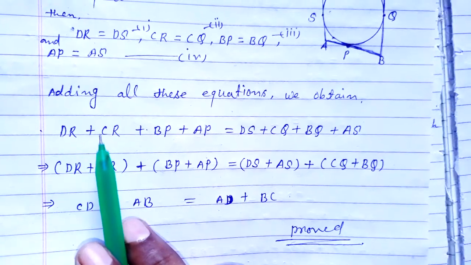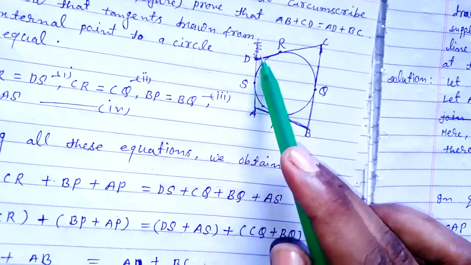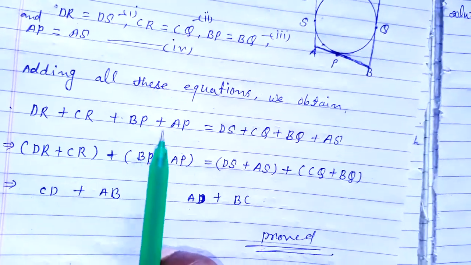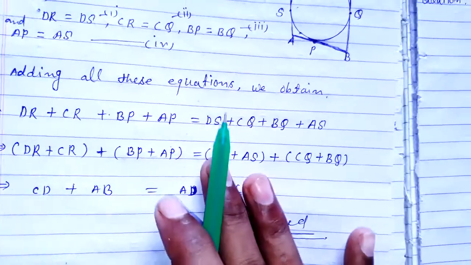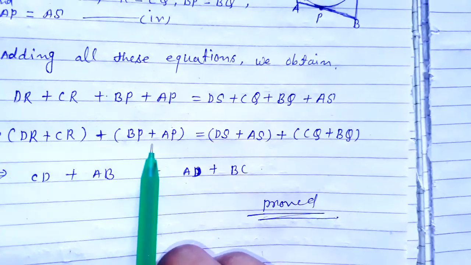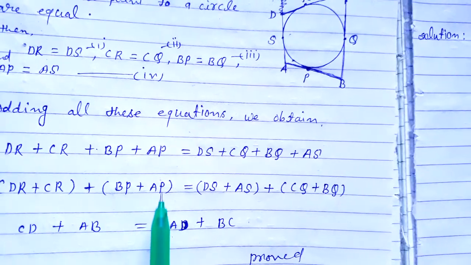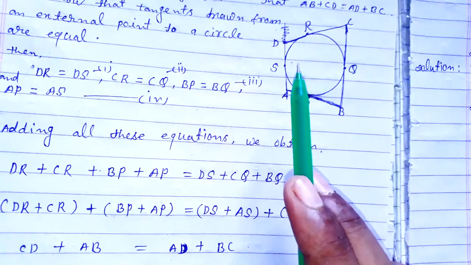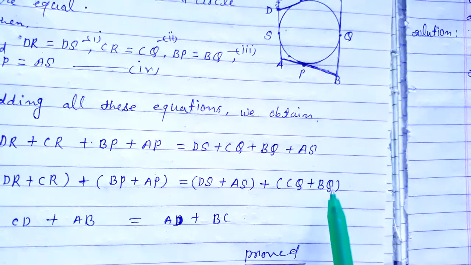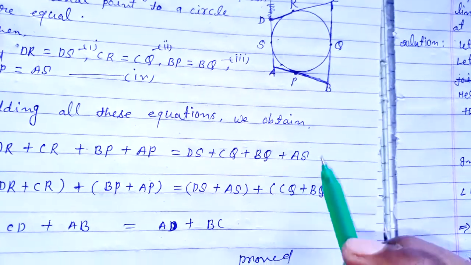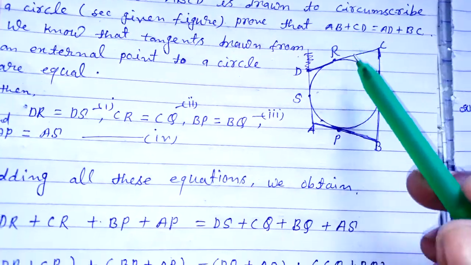The value of DR plus CR is CD in this figure. DR and CR are combined here, and the others are combined likewise. This is CD, and this is AB, since AB is equal to AP plus BP. DS plus AS is AD. CQ plus BQ is BC. So it is proved.